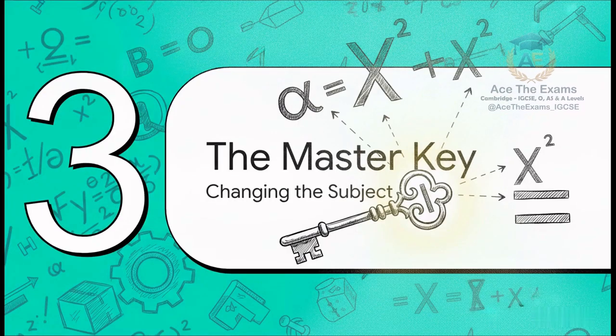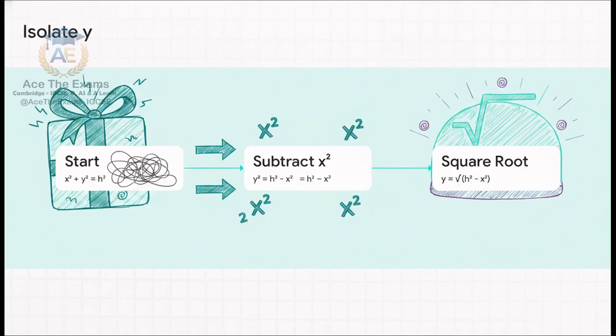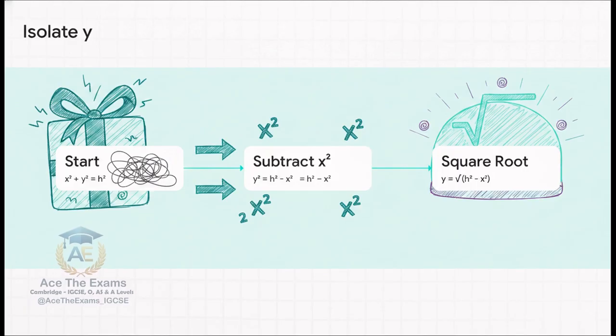All right, we are rolling. Welcome to phase 2, the master key. We are going to talk about changing the subject of a formula. Changing the subject of a complex formula is simply about isolating one specific variable so it stands completely alone on one side of the equal sign. Honestly, I like to think of this as unwrapping a present.